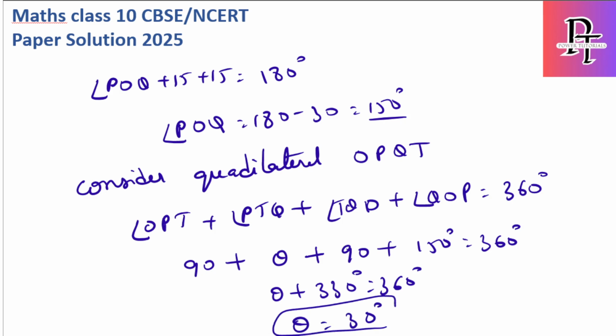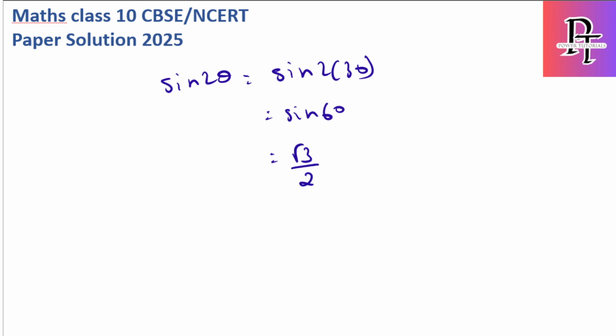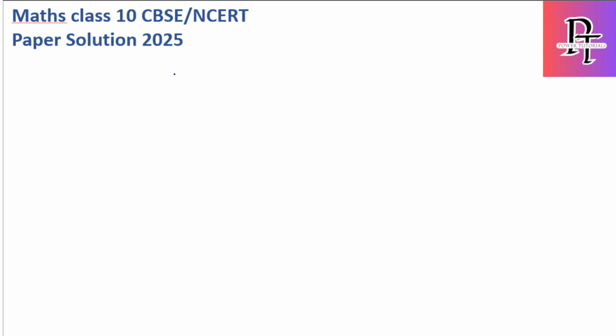Keep it as box. This also carries half mark. Let's go to the last step. Sine 2 theta, which is sine 2 into 30, which is sine 60. Sine 60 is root 3 by 2, which is the final answer. Okay, so in this way all the questions of section C are done.